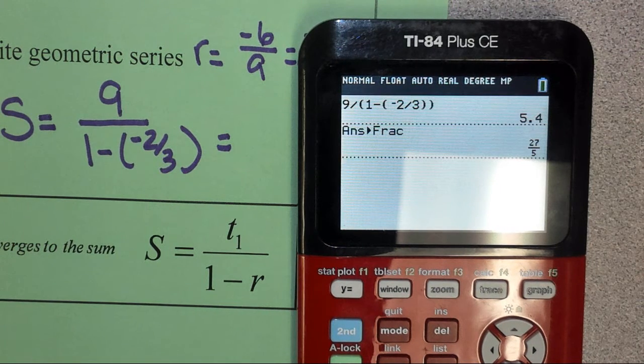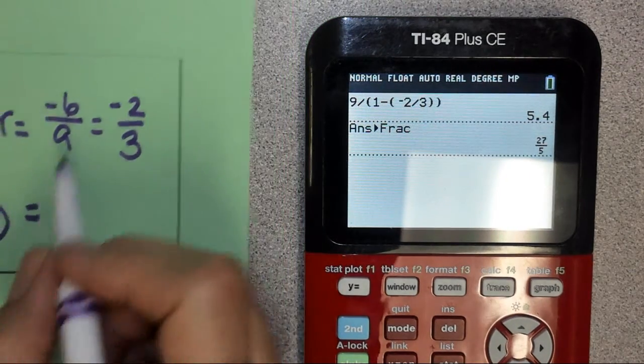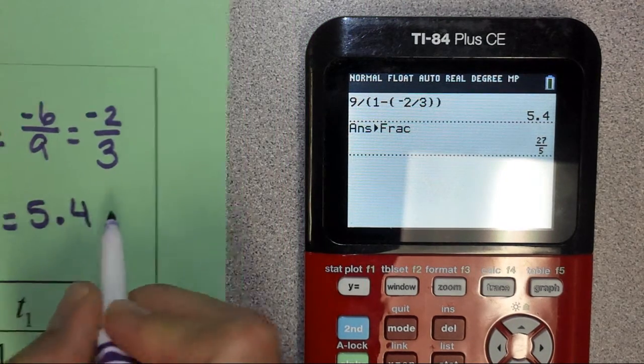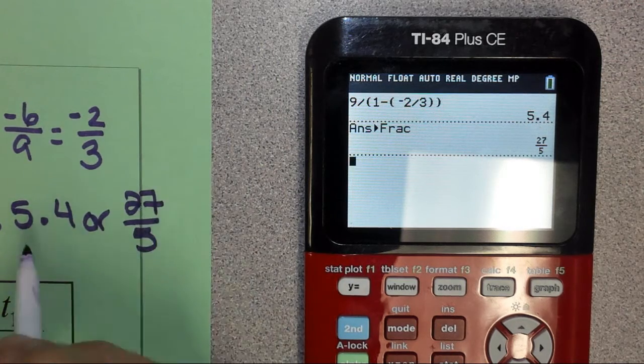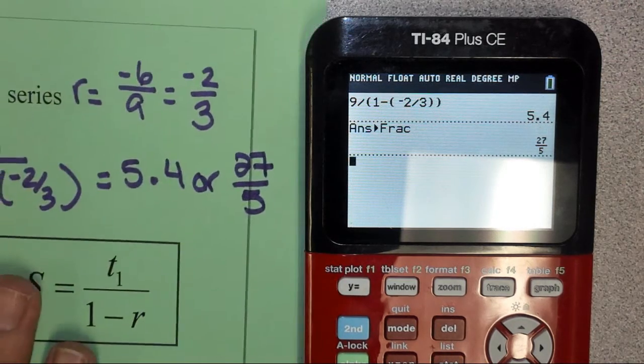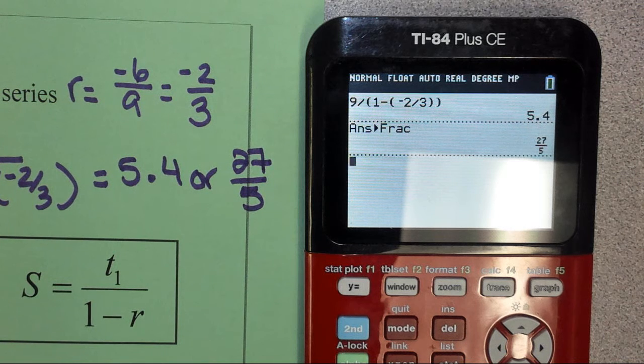Does everybody agree? So write down both answers. So 5.4 or 27/5. I think Miss Puckett's going to write down the fractions, not the decimals. So make sure you're familiar with the math frac button. What questions do you have? It's really that easy today. Good? All right.